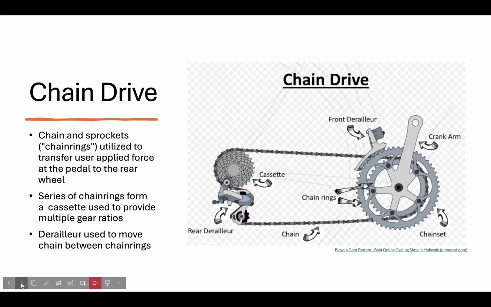We'll begin by analyzing the chain drive of the bicycle. So a chain and sprockets, also known as chain rings in a bicycle, are utilized to transfer applied force at the pedal to the rear wheel. A series of chain rings form a cassette at both the front and rear of the bicycle to provide multiple gear ratios. And a chain derailleur is used to move the chain between these chain rings.